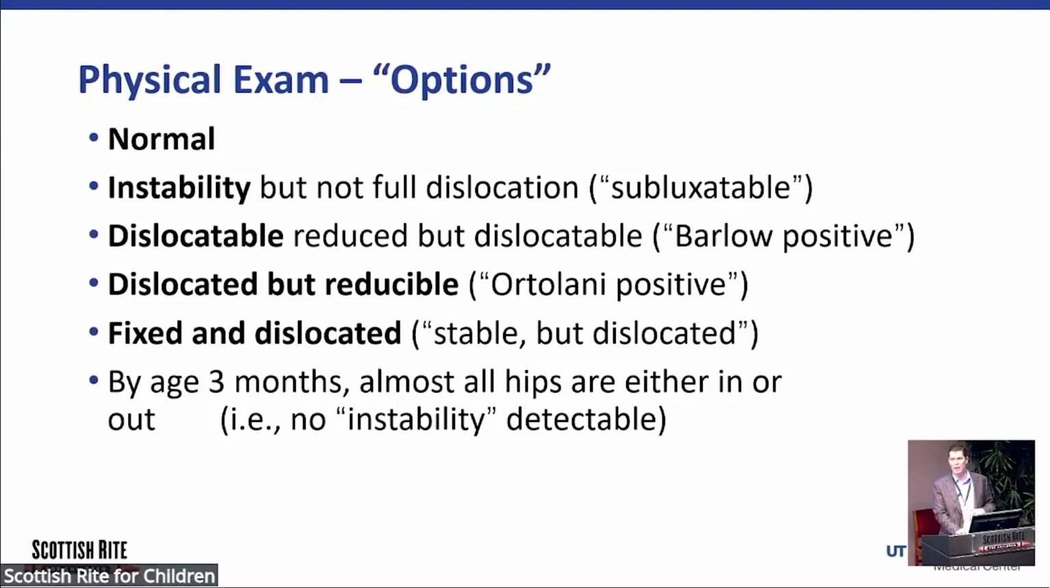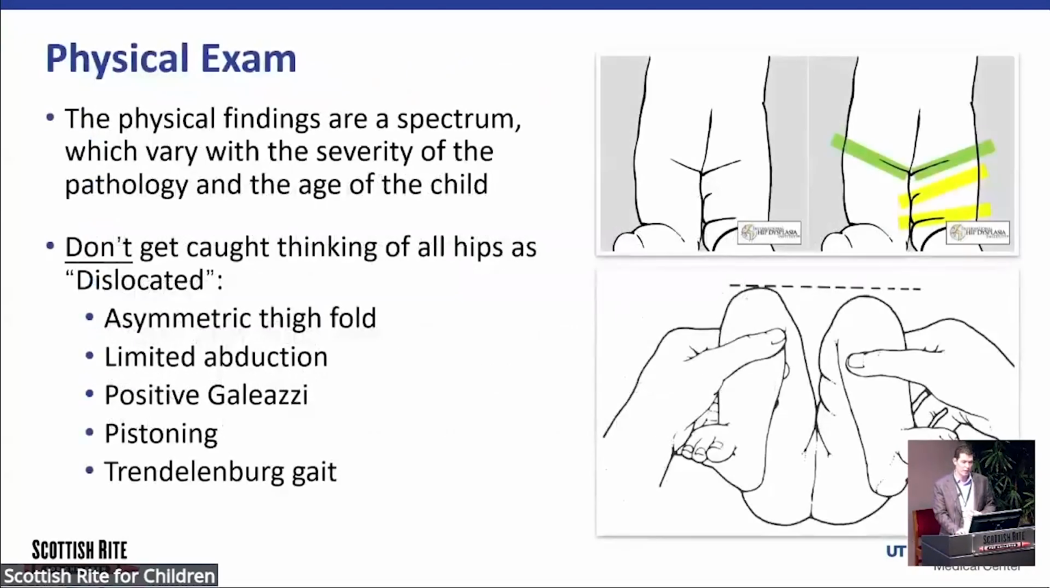And finally, you may have a hip that you can tell, and we'll go over these clues on exam, is dislocated clinically, but it's in a fixed position, so you can't manipulate it back in. And most of these hips, if they remain unstable, ultimately become a fixed dislocation, usually by a few months of age, because the muscles, the capsule, all those soft tissues have contracted down over time.